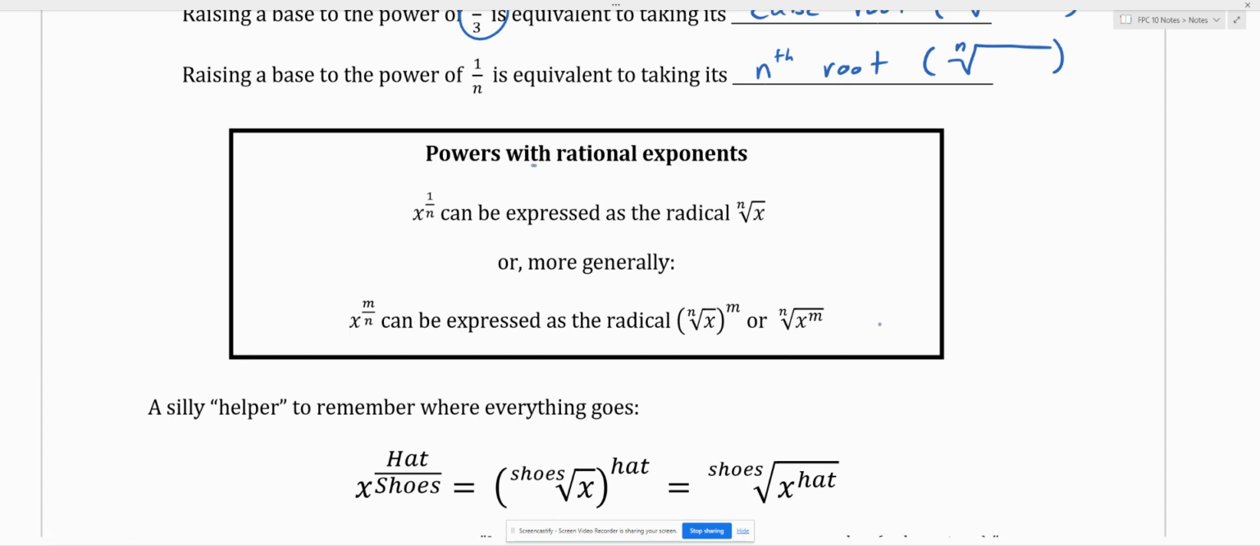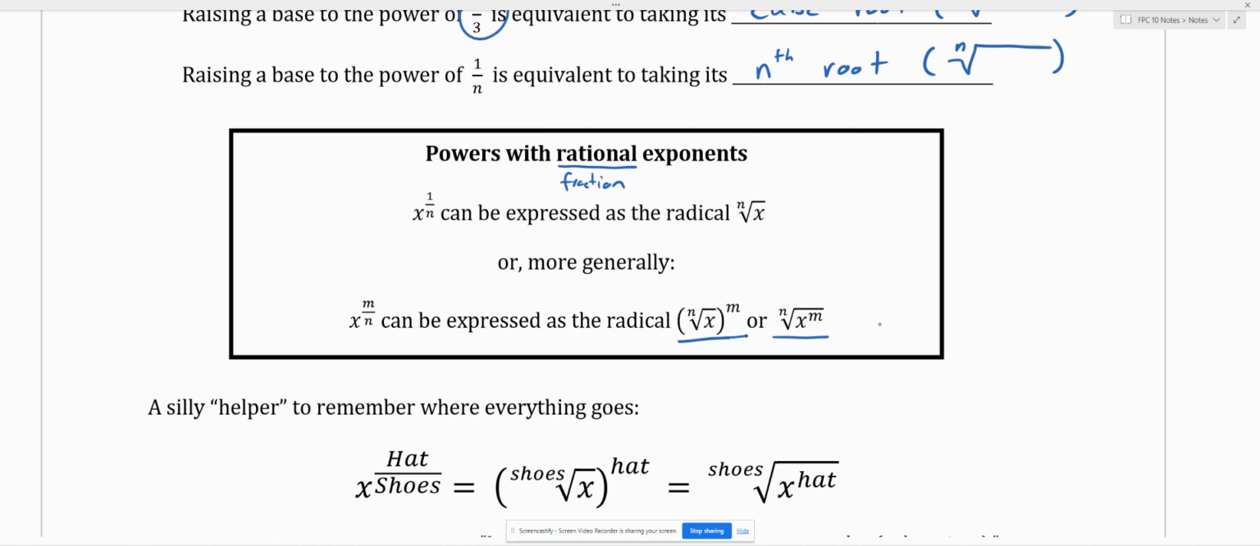So powers with rational exponents, rational just meaning that we're dealing with a fraction. So we have x raised to the power of 1 over n. It can be expressed as a radical, which looks like this. We have the nth root. Or more generally, and this is due to exponent laws, x to the m over n, noticing we could have a different number than 1 in the numerator of the fraction, is expressed in 2 different ways. And you actually can choose this way or this way to represent it.